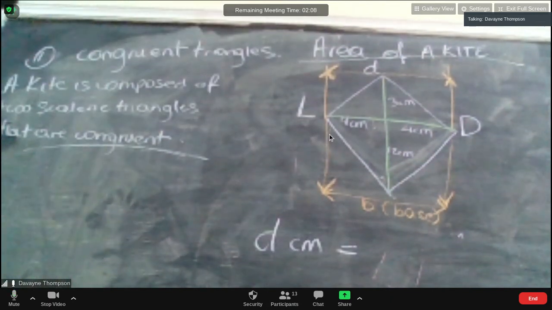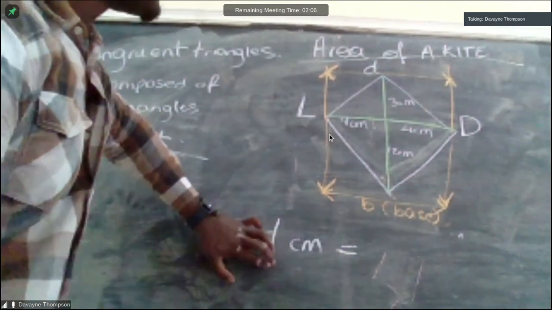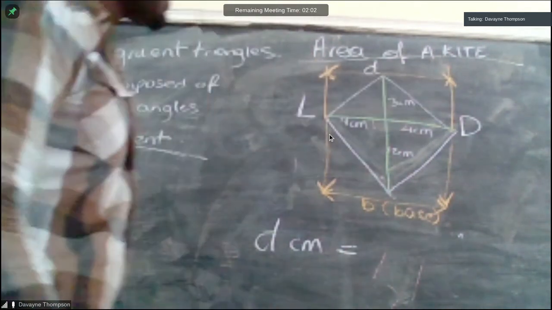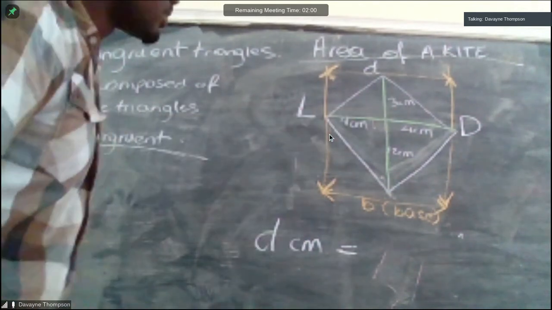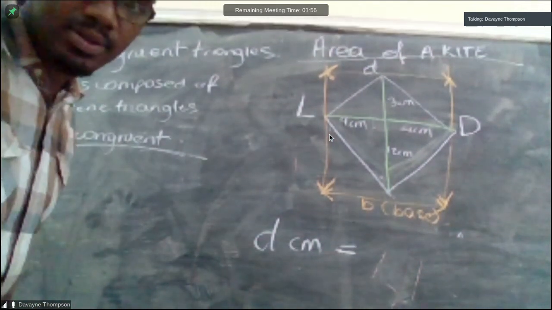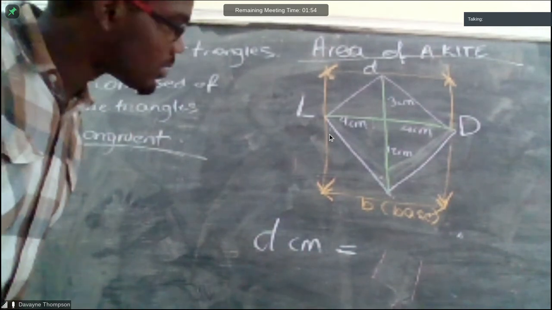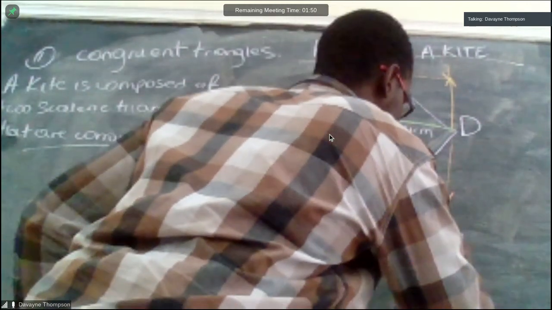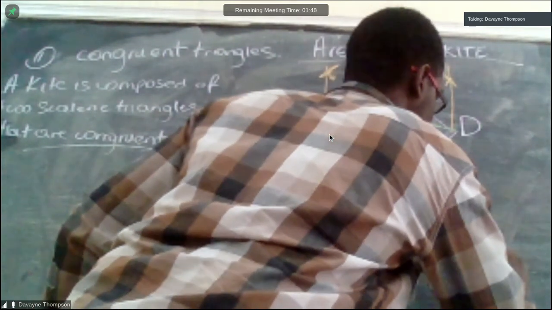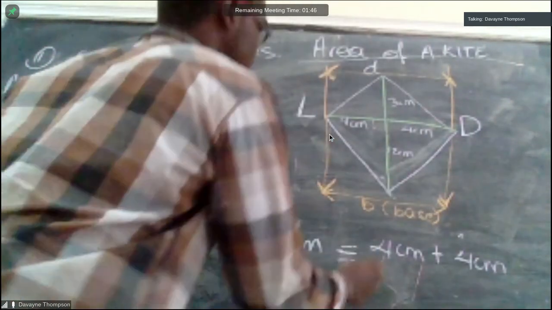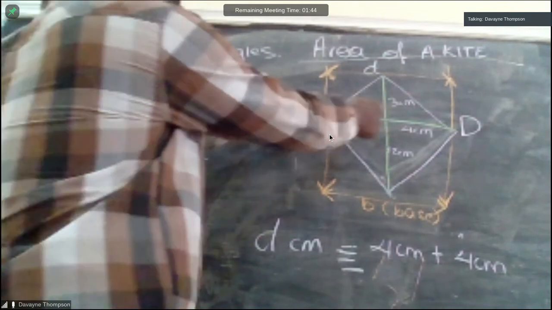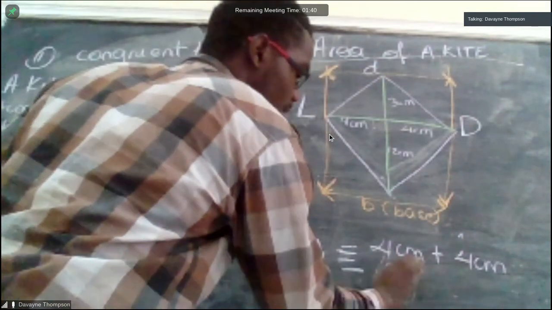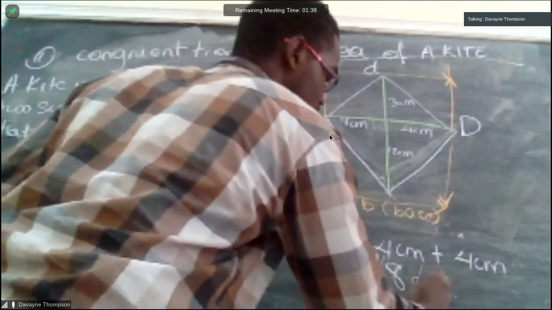Yes, sir. Right. If D centimeters is going to be the distance from here going all across to here, what is that distance based on the kite? What plus what? 4 centimeters plus 4 centimeters. Excellent. So 4 centimeters plus 4 centimeters would tell me what D is, because from here to here is 4, and then from here to here is 4. That will give me how much? 8 centimeters. Good job, Annalise.